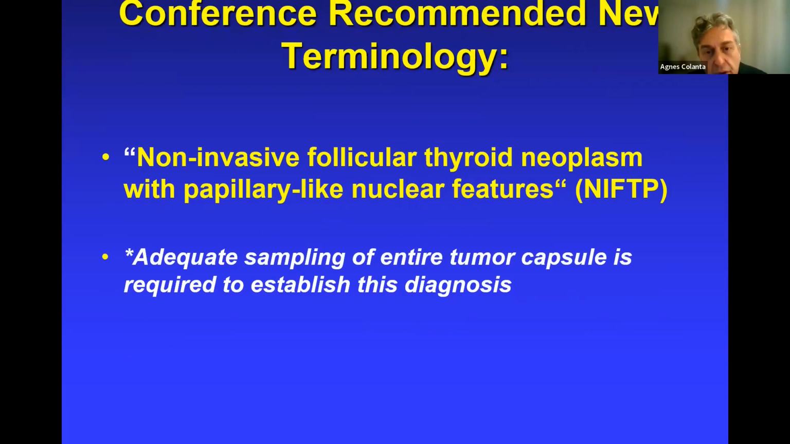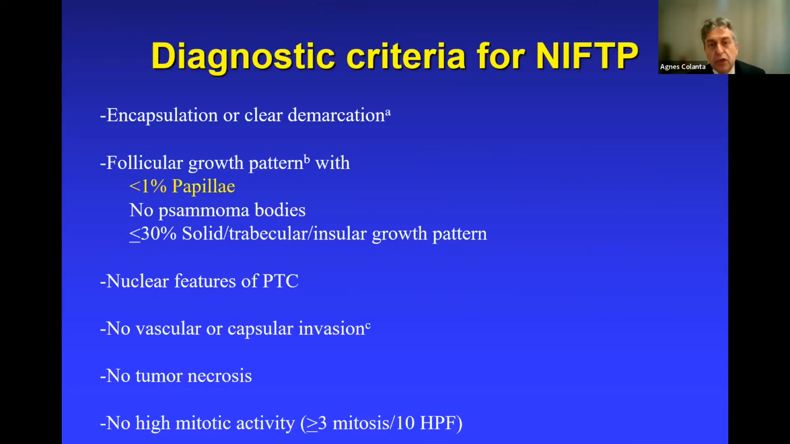So we chose this term that's kind of long, but hopefully it is clear. We decided to call the encapsulated follicular variant non-invasive follicular thyroid neoplasm with papillary-like nuclear features. Obviously, adequate sampling of the entire tumor capsule should be done to arrive at this diagnosis. So how do we diagnose NIFT-P?